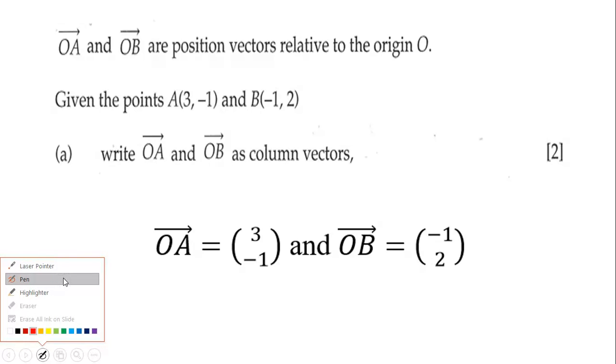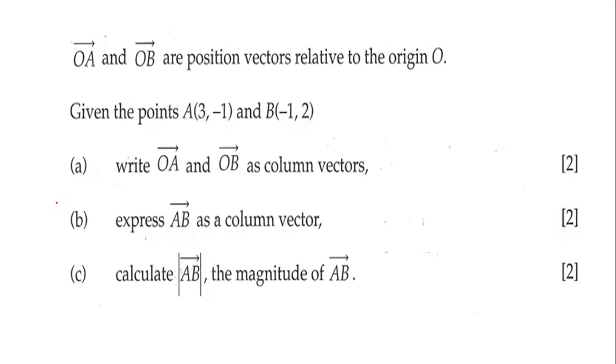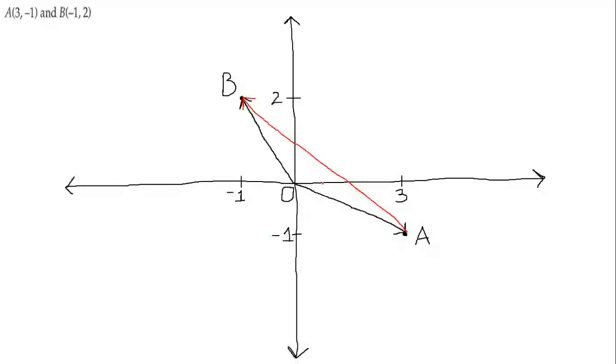Okay, so let us consider the next question. The next question tells us to express the vector AB as a column vector. So how would we do that? In fact, how does the vector AB even look? What is its representation? Let's look at this diagram.